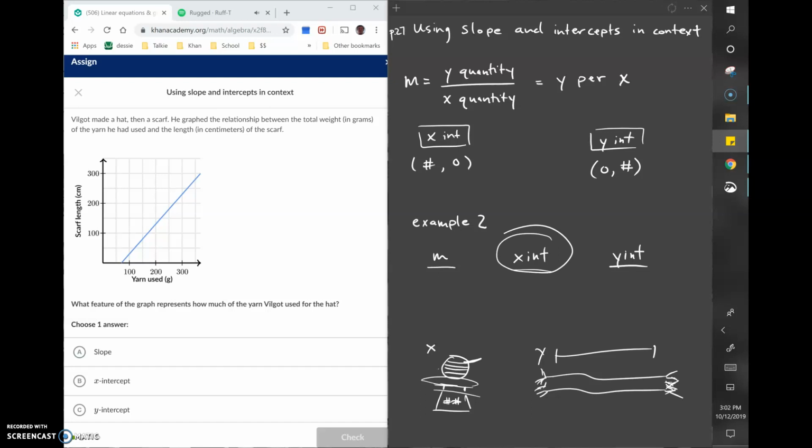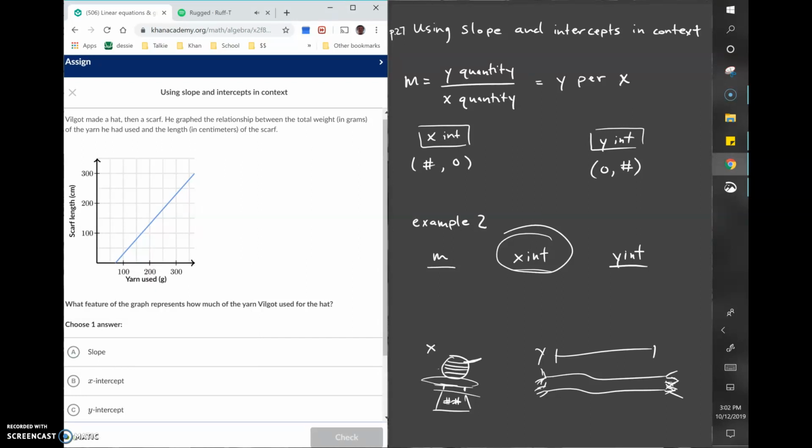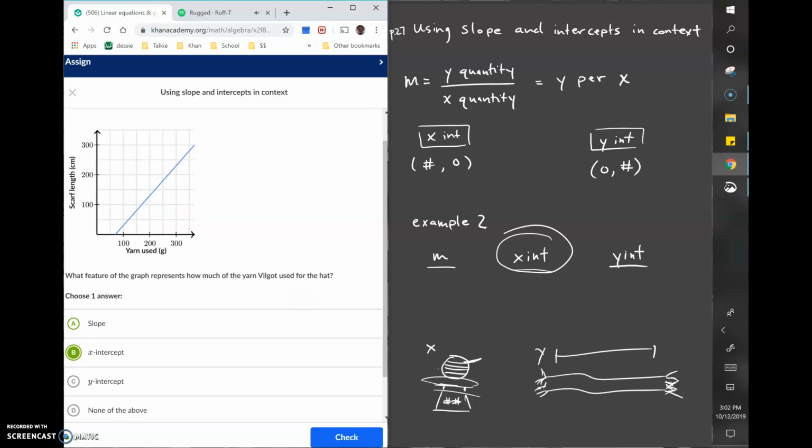Because the line represents how much yarn he's using for the scarf, we know that the space between 0 for x and where the line starts on the x-axis is the amount of yarn that he used for the hat, because he made a hat first. So it's asking us for the x-intercept.